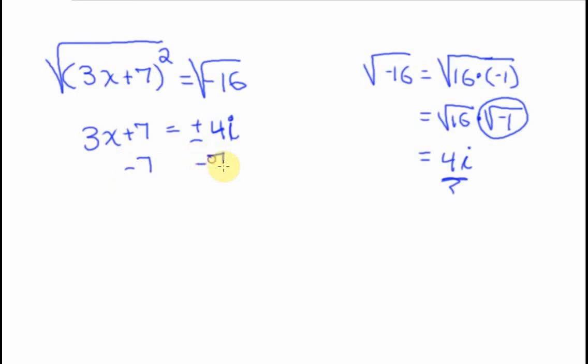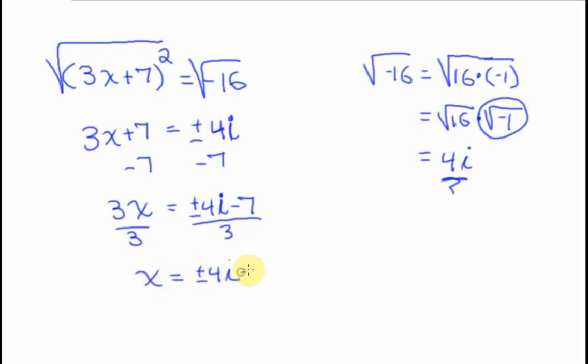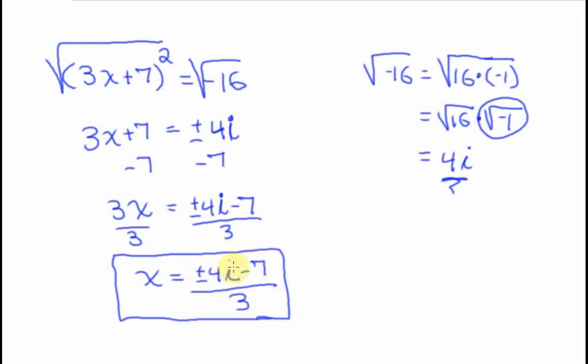Subtracting the 7 from both sides. So 3x equals plus or minus 4i minus 7. Then dividing both sides by 3. So x equals positive or negative 4i minus 7, divided by 3. And I can't do anything to combine terms because this term has an i and this one doesn't. So there we go.